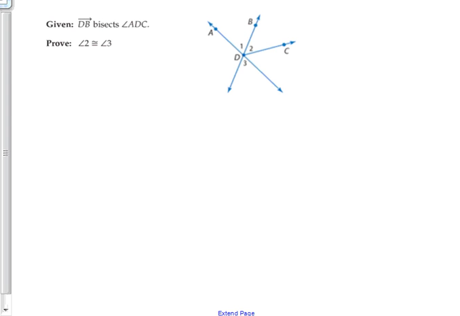So for number 3, I'm just going to start with my givens like I normally do. I know that ray DB bisects angle ADC.